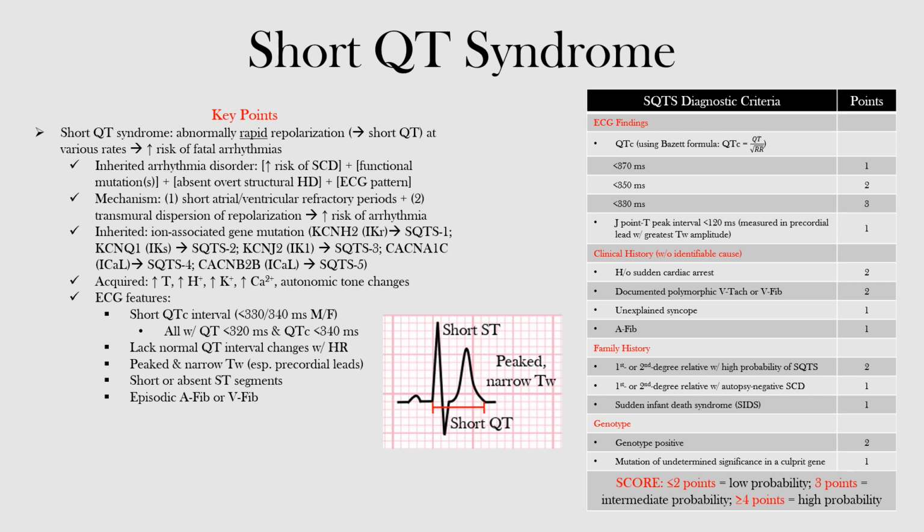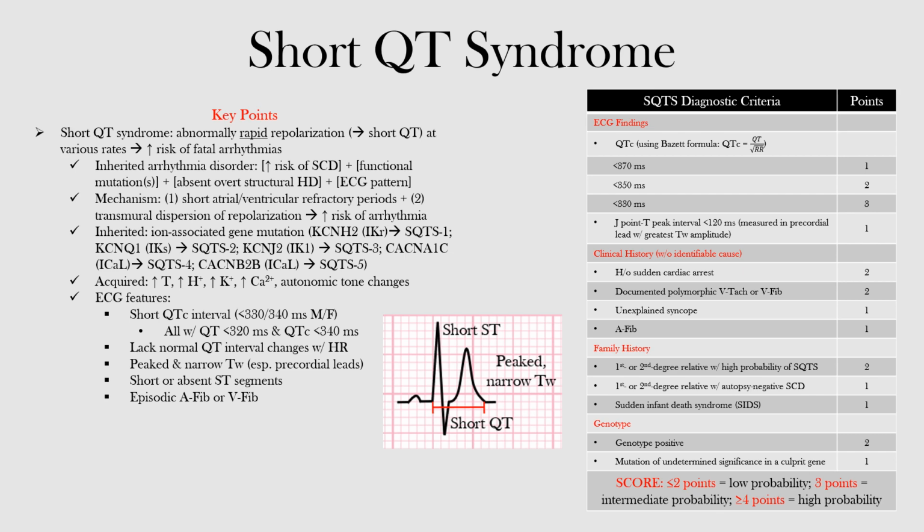All right, so just to recap, with short QT syndrome, like with long QT syndrome, there is abnormal myocardial repolarization. However, with short QT syndrome, this abnormal repolarization is occurring at various rates within the heart and is rapid, which shortens that QT interval and increases the risk of fatal ventricular arrhythmias. Hopefully that makes sense. Now, short QT syndrome can either be inherited or acquired. Our focus is on the inherited form, but we'll also mention some of the acquired causes.